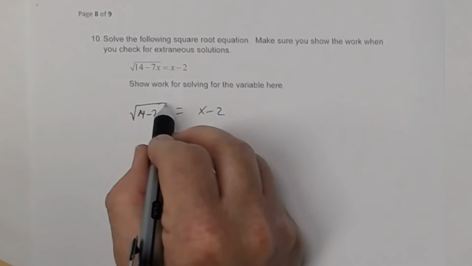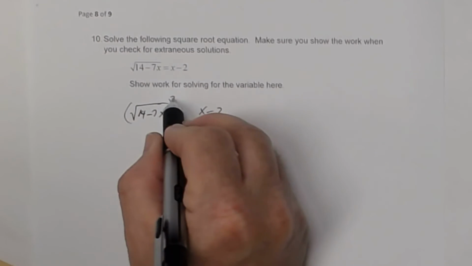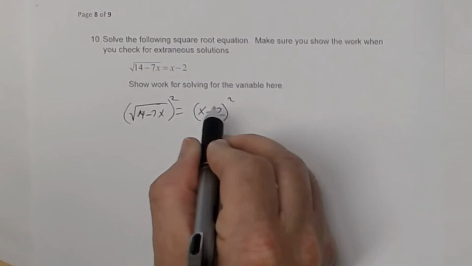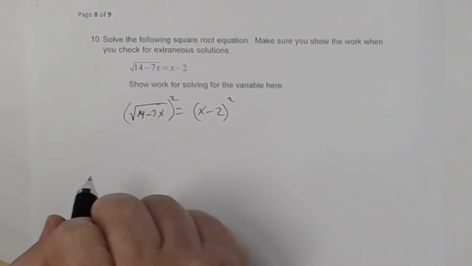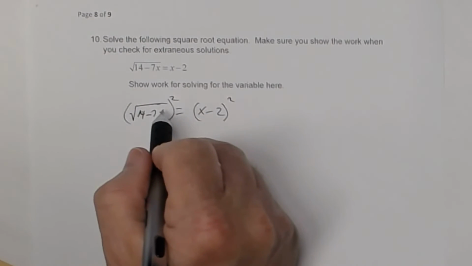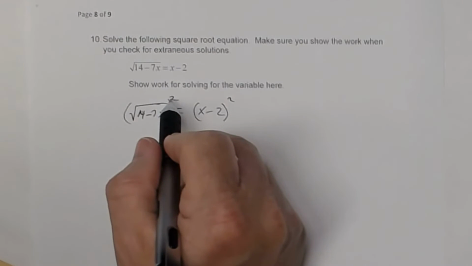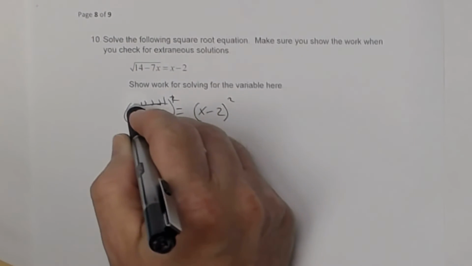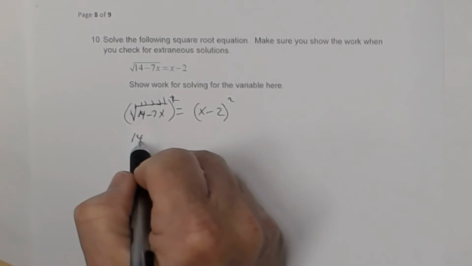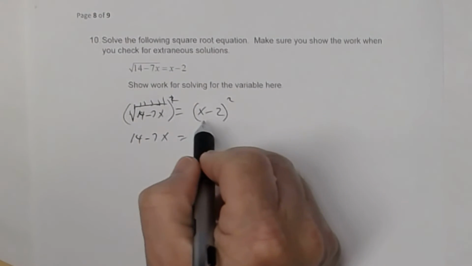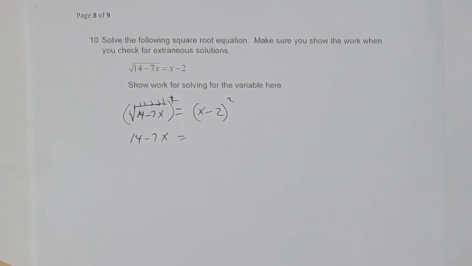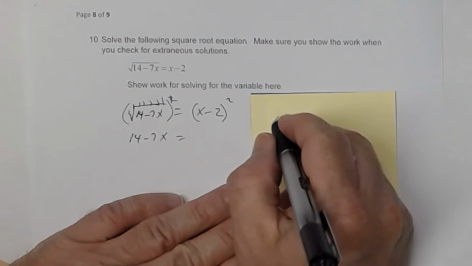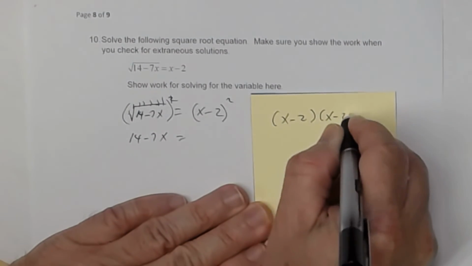So to get rid of that square root, the first thing you're going to do is square both sides, just like this. Notice parentheses on this side, parentheses on this side. And so now when I square this square root of 14 minus 7x, the square and the square root function undo each other. And so you get 14 minus 7x equal, now you're going to have to square x minus 2. But remember, when squaring x minus 2, you're squaring a binomial. So if you wanted to, you could write it like this and then FOIL.